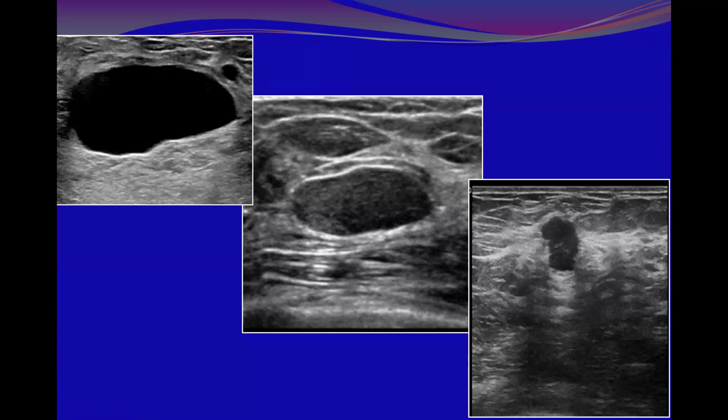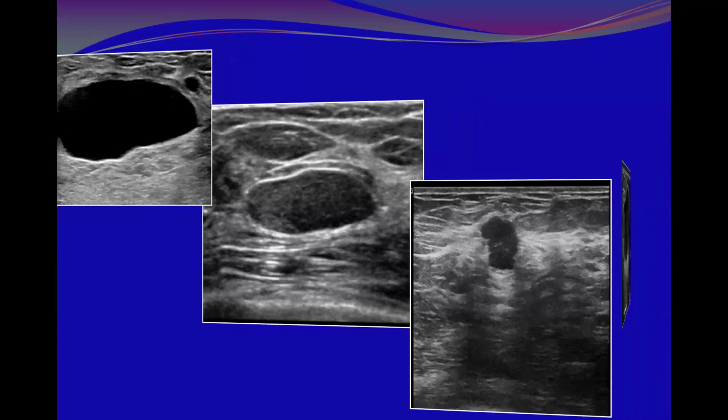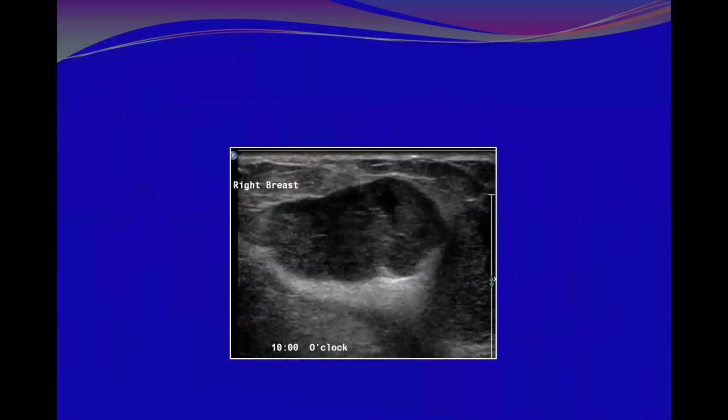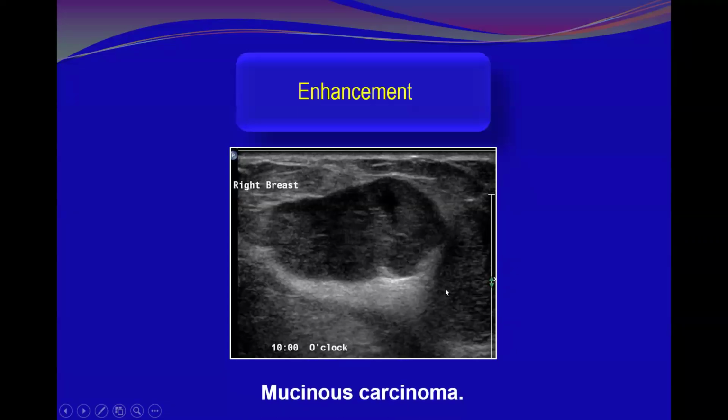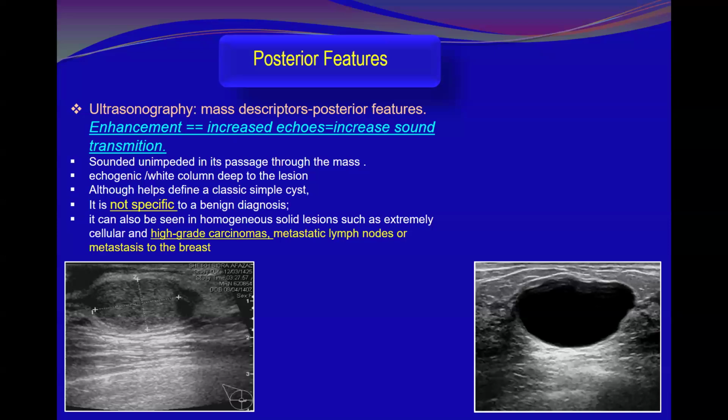Usually when we see a soft tissue mass with posterior enhancement, what does it usually reflect? Cellularity. High cellularity. As in this example here, can you see the posterior enhancement in this and some slight heterogeneity? And we have seen this mass before. So this is the mucinous carcinoma. Usually with mucinous carcinoma, we see posterior enhancement.